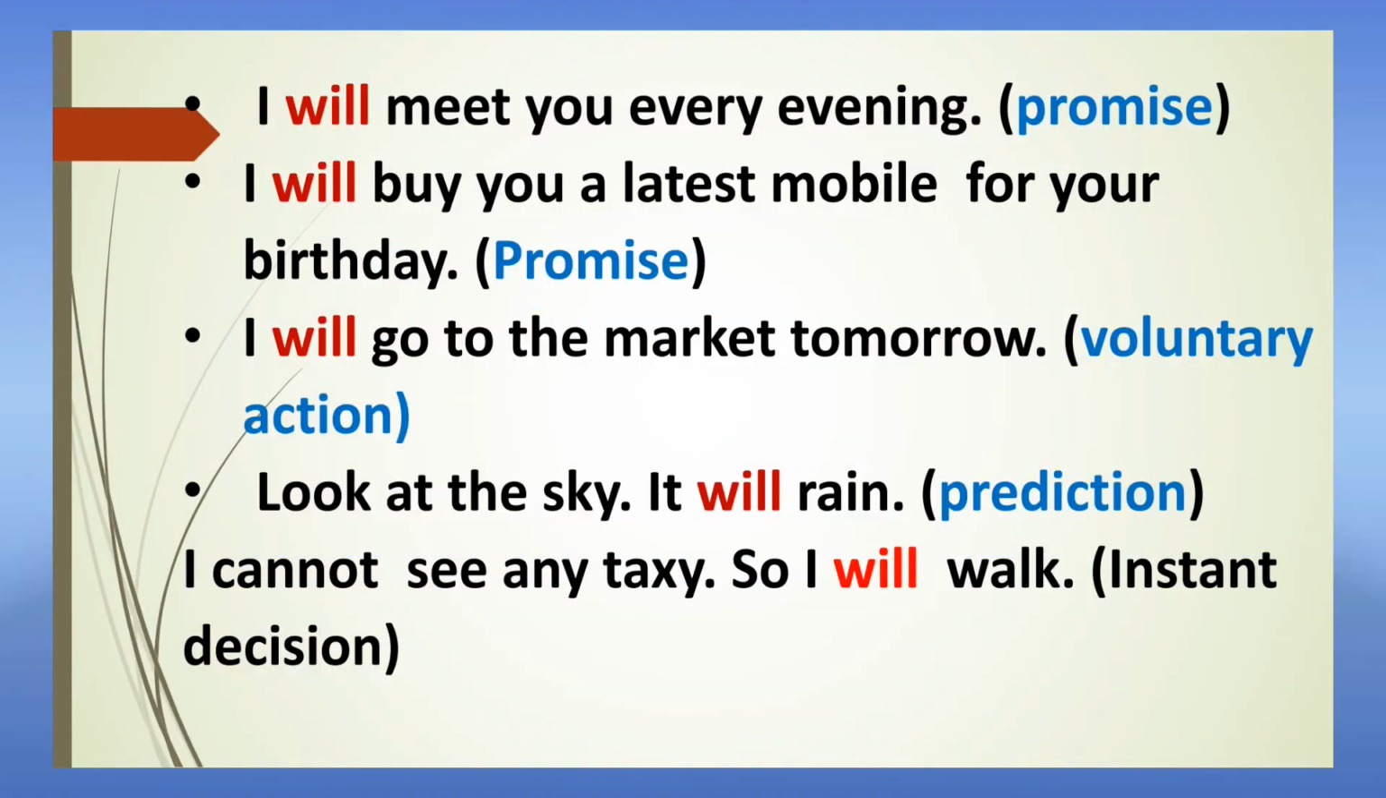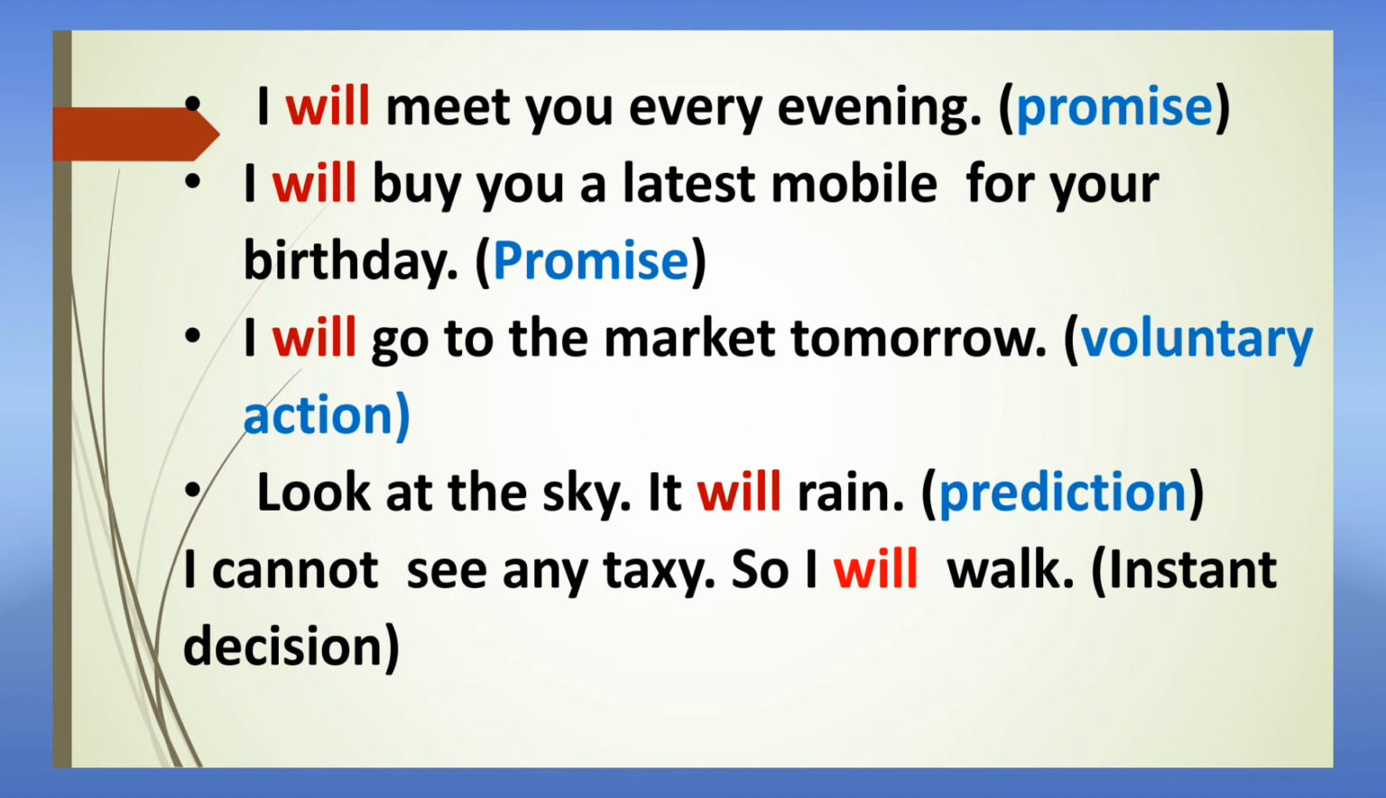Now look at the given examples. The first two examples are for promise, the third one is for voluntary action, the fourth one is for prediction, and the fifth one is for instant decision. Look at the first one: I will meet you every evening. As a person who promises someone, he will meet somebody without fail every evening. It's a kind of promise.